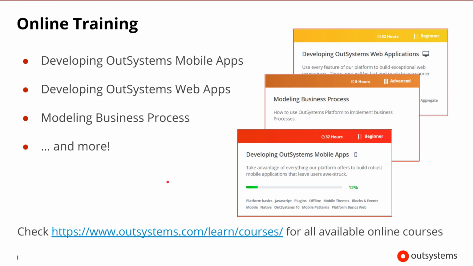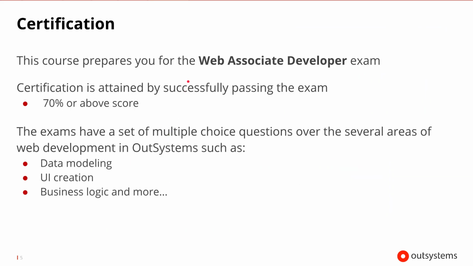Now you may be interested in certification, and the fact that you just completed the web course prepares you for doing the Web Associate Developer exam. And you'll be able to pass that exam with a score of 70% or better, which is a set of multiple choice questions that will go over all of the areas that you just covered in the course. So you are now well prepared to take that exam.